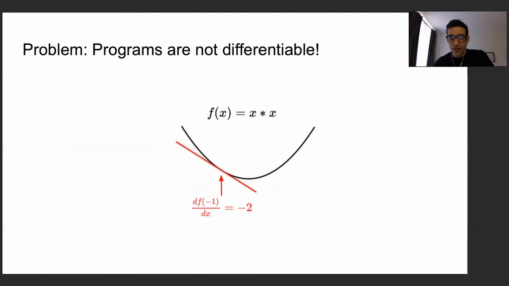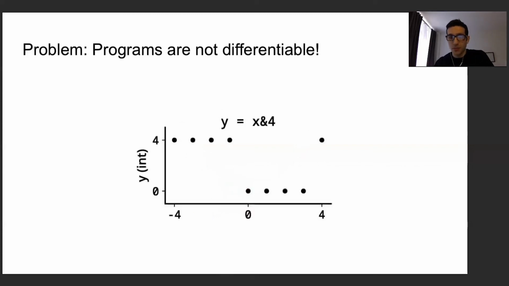However, evaluating gradients on programs is not straightforward. Programs contain many operations that are not differentiable, meaning that they do not have a defined gradient. Just as a reminder, differentiable functions and their gradients generally look like this plot of x squared, which has a gradient of negative 2 when x equals negative 1. In programs, many operations, when plotted, look more like this bitwise AND. They're discrete, and they cannot be interpolated to form a smooth differentiable function. So if one attempts to evaluate the gradient at a particular point, it's unclear what the gradient even should be.